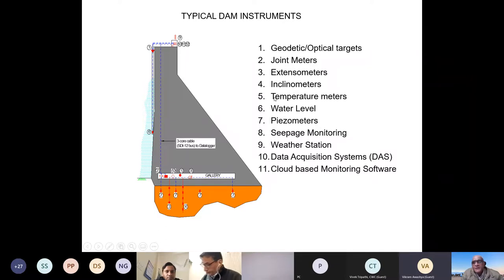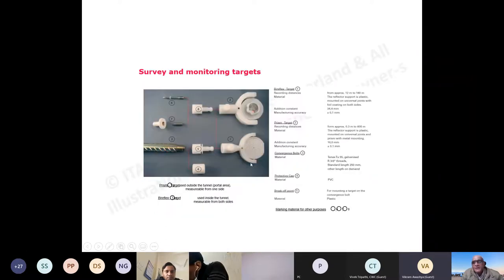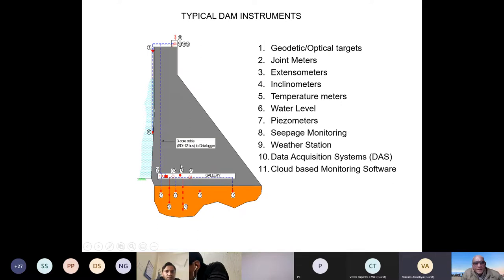Then for a concrete dam, we use temperature meters. This we use here in the gallery, in the structure here. It basically gives you an idea, at any point of the dam structure, of the temperature, which means if there's a temperature difference, because the surface temperature could be more and the inside temperature could be less. If there is a temperature difference, stresses are created, which makes a strain in the body of the dam, so we can measure that.